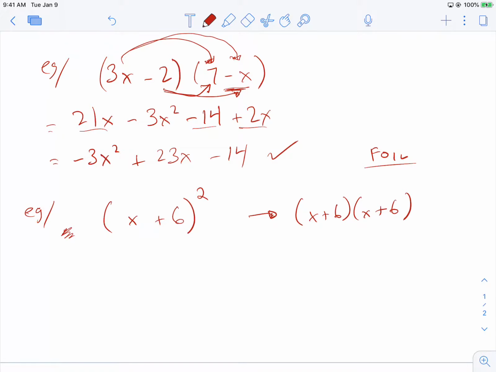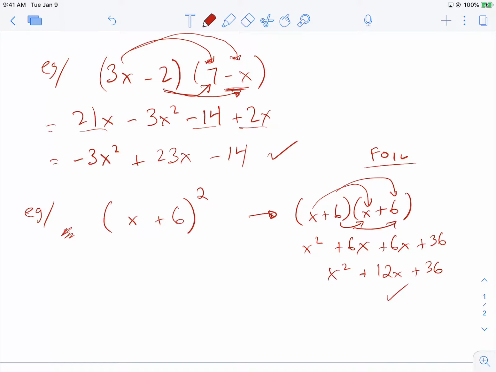For FOIL, we'll use our first, x times x is x squared. Outside, x times 6 is positive 6x. Our inside, positive 6x. And our last, 6 times 6, which is 36. Clean it up and we get x squared, 6x plus 6x is going to give us 12x, plus 36. And we're good to go.